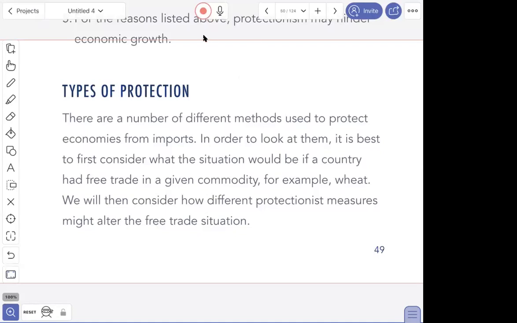Now the question is, how do we protect trade? What are the ways that we can protect trade? There are many ways we could protect trade that we need to discuss, and it is a very commonly tested topic as well. Before I move on to talk about it, I want to ask you guys if there are any questions.